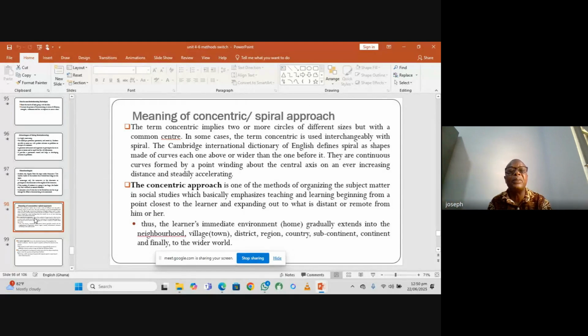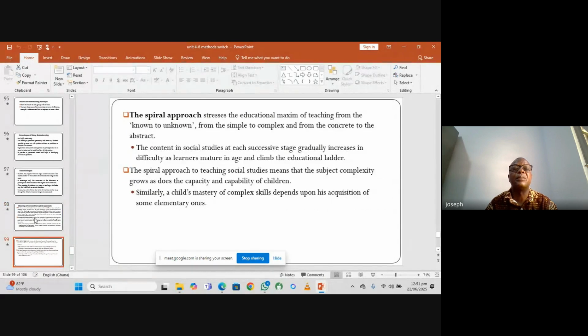And they all start from the base. If it is the child's environment, you are starting from the child's immediate environment, the home, which is the base, before you expand to the community and the other environments. And if you are talking about the spiral, you are starting from the simplest information before you move to difficult or complex information. So these are the two important concepts we need to know so far as methods of teaching are concerned.